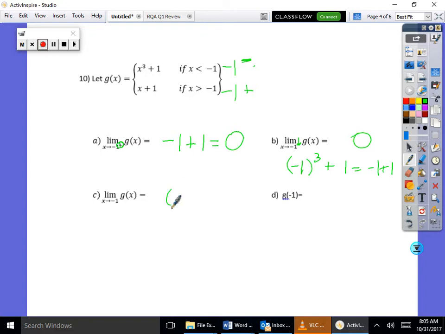It is 0 because they are in agreement. Does the function exist at negative 1? Why does it not exist? There is no equal to. Neither one of these has equal to. If one of them had equal to, then you could give a response. But in order to answer this, it has to be solid. It has to be included.